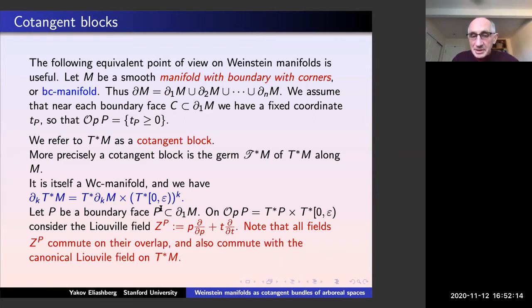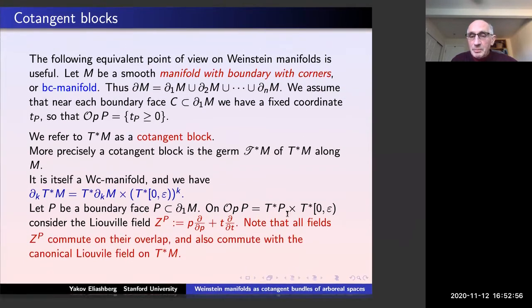Near boundary faces of this manifold boundary, I want to consider also some other Liouville vector field, namely, remember, my form there is PdQ plus UdT. So the standard Liouville vector field in these coordinates will be PdP plus UdU. But instead of writing PdP plus UdU, I can write PdP plus TdT, which is also a Liouville vector field, so I'm changing the form UdT by minus TdU. And so this is a kind of sideways Liouville vector field, which pushes things to the boundary.